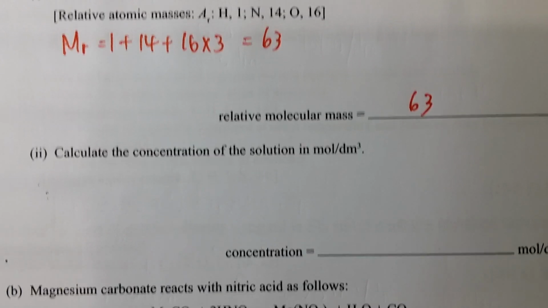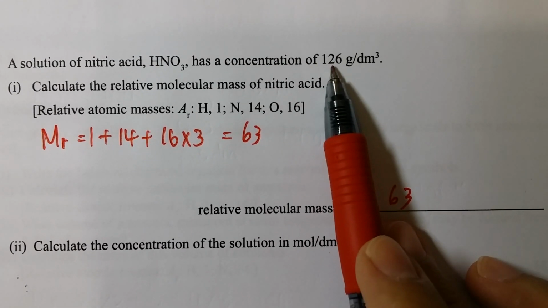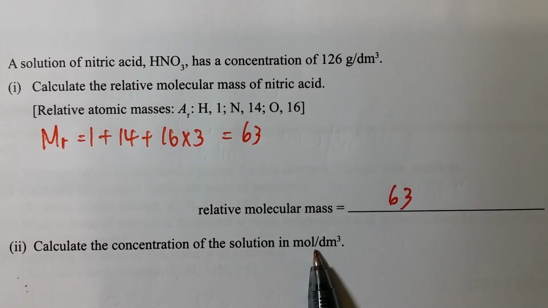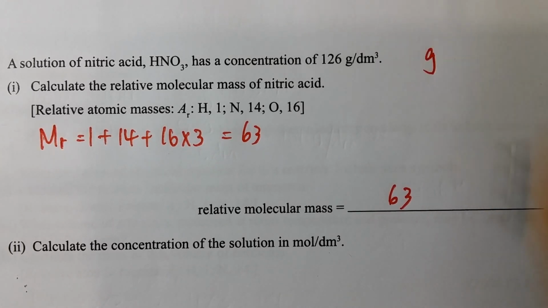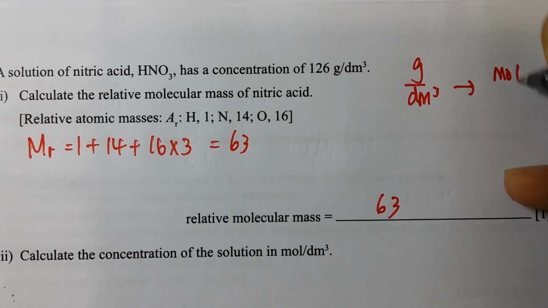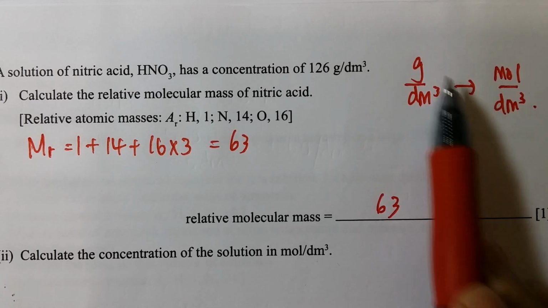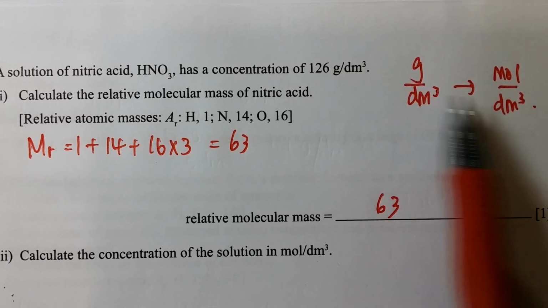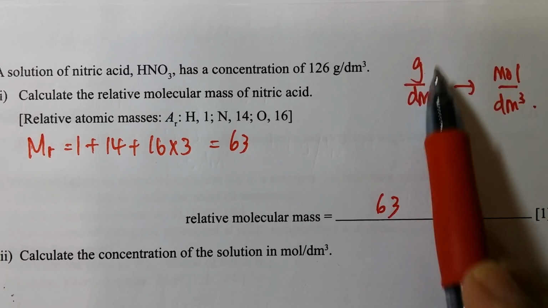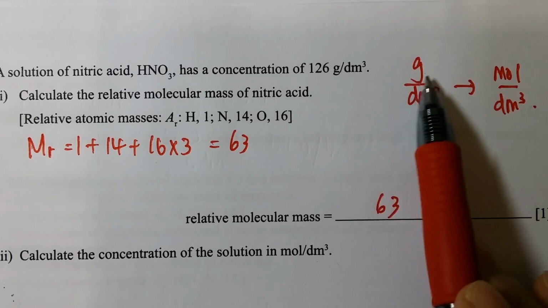Calculate the concentration of the solution in mole per dm cube. Okay, you are given concentration as mass per dm cube. You have to change it to mole per dm cube. So if you change gram per dm cube to mole per dm cube, it is as if you are changing from gram to mole, because the bottom are the same, only the top are different. So by changing 126 gram per dm cube to mole per dm cube, it is like changing gram to mole.